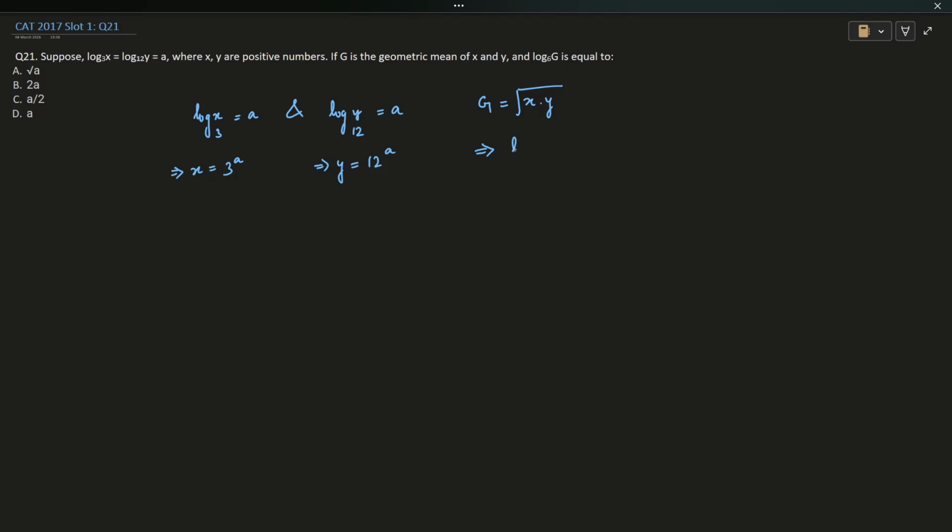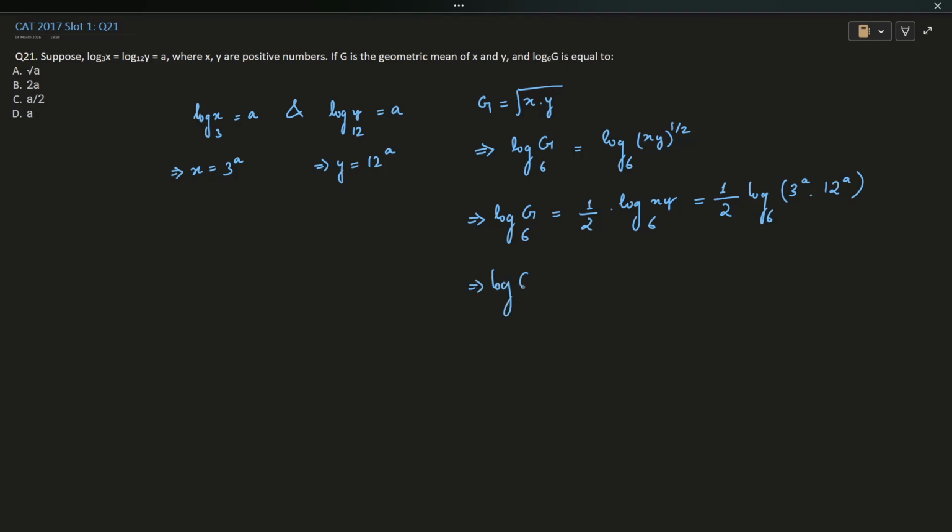I need log g. So taking log on both sides, base 6, log g is equal to log of xy under root. I can also write root xy as xy to the power half. From here I can write log g to the base 6 is equal to, by properties of log, half will come outside, log xy to the base 6. What is x and y? x is 3 to the power a, y is 12 to the power a.